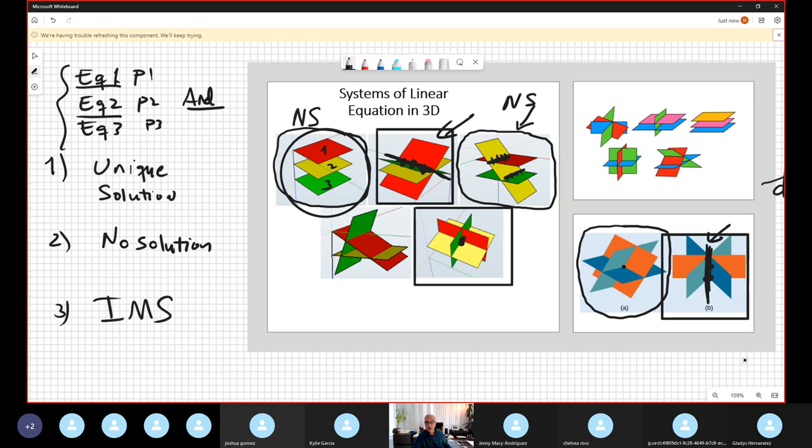Okay, now let's analyze these. Please pay attention to this. This one. What do you think about this one? Thinking, no rush. Remember, we have three scenarios. Unique solution, no solution, or infinitely many solutions. Unique. Jenny says unique. Does everyone agree with Jenny?